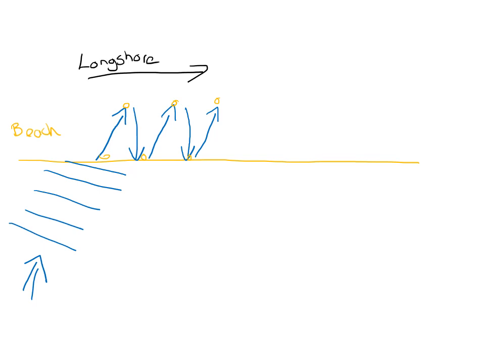So we'll make sure we label that process onto our diagram. To stop longshore drift, what you may have seen on beaches around the world is we build big wooden fences. And those big wooden fences are known as groins. And those groins stop that process of longshore drift.